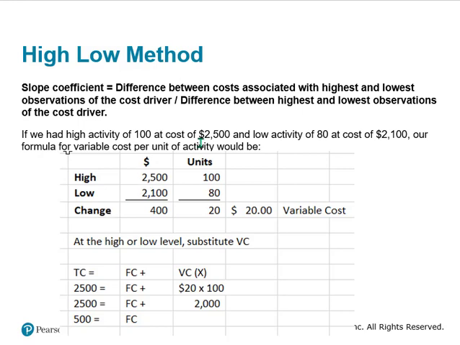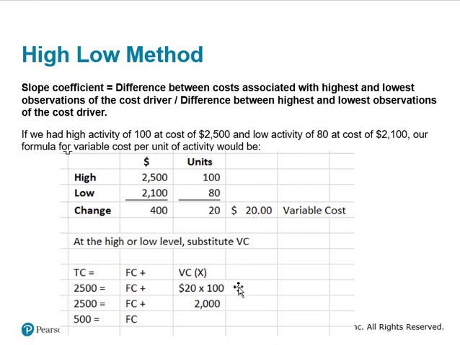At the high level, we had a cost of $2,500 and units are 100. At the low level, our lower volume, lower cost is 2,100 and our volume is 80. So the change is 20 units cost $400. The stuff that would change would only be the variable cost, right? So I can take the dollars, 400, divided by 20, and get a $20 variable cost per unit. Now we're all set.